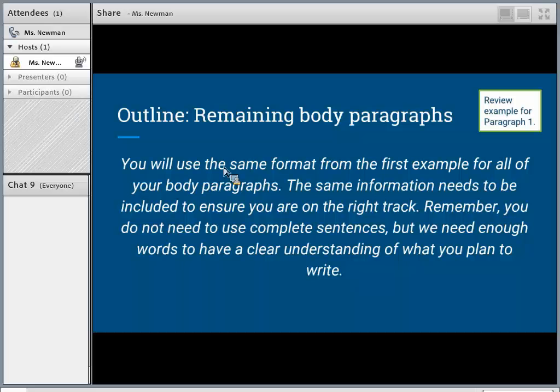Okay, so then in your outline, you're going to outline the remaining body paragraphs. You'll use the same format from the first example for all of your body paragraphs. The same information needs to be included to ensure you are on the right track. Remember, you do not need to use complete sentences, but we need enough words to have a clear understanding of what you plan to write.